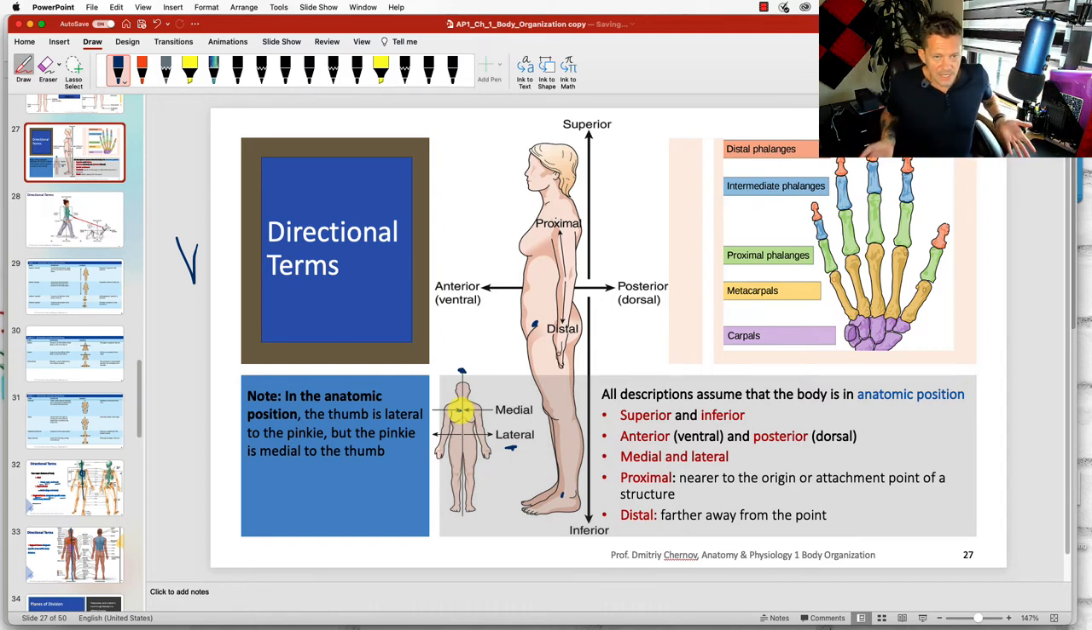So if I'm standing in anatomical position and I'm facing with my hands this way, my pinky is towards medial line, but my thumb, pollex, is towards the lateral side. So my pinky is medial bone and my thumb is lateral bone. So if I'm going from medial towards this way, I'm going laterally. But if you're describing hand and you're describing this organ, just this organ, so this would be lateral bone, this would be a medial bone.